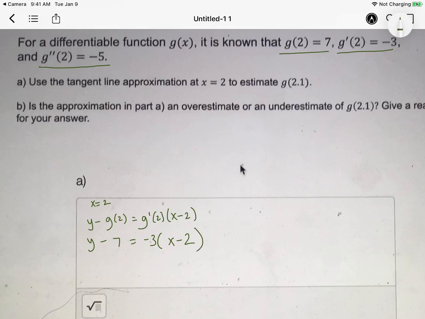And then I'm going to use the tangent line to approximate when x equals 2.1. So I'm going to plug in 2.1. So y minus 7 equals -3. Oh, we didn't do this problem in class, but it's similar to what we did in class. Try that mental math on your own.